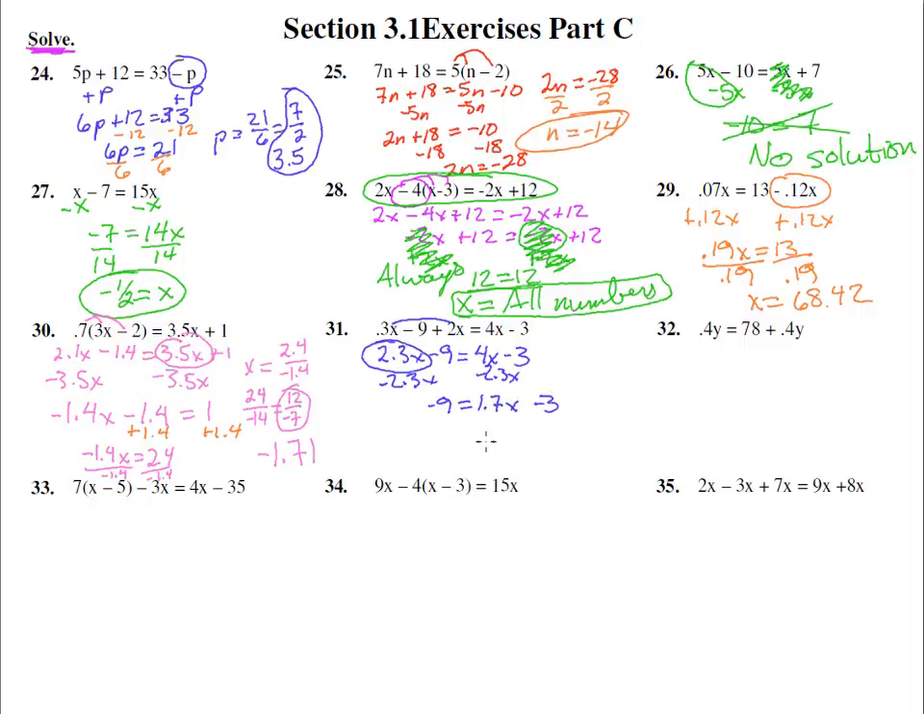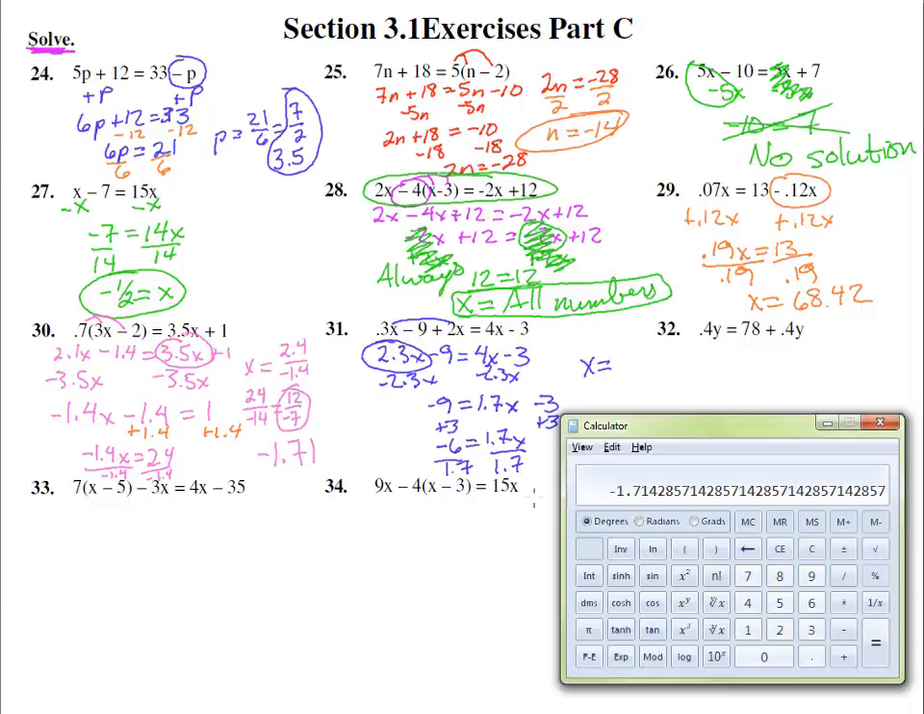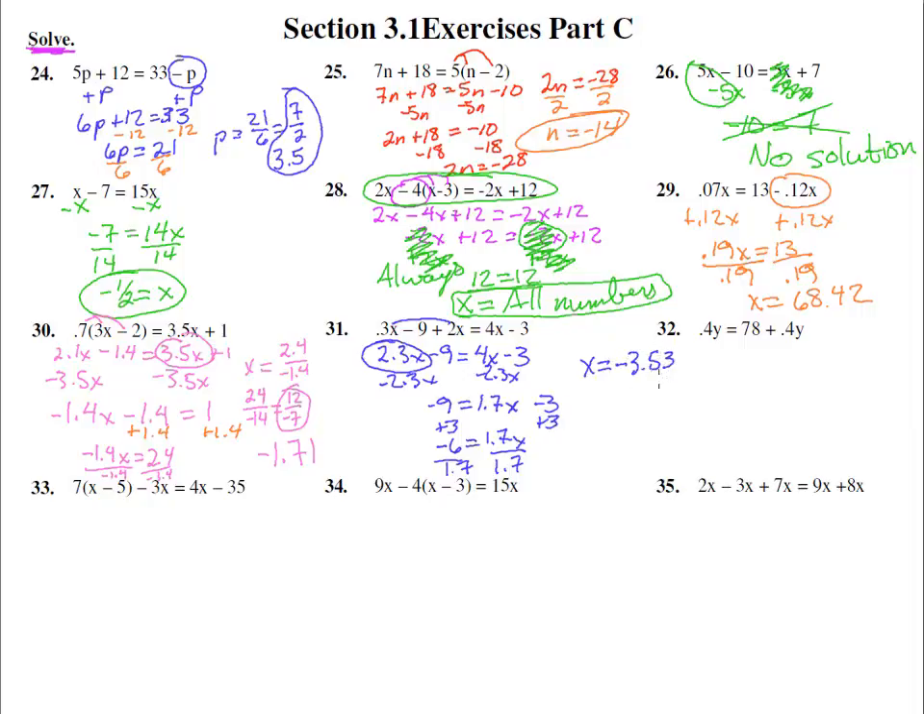1.7x minus 3. Now we have a normal equation where we just peel off. So add 3 to both sides. We get 1.7x on the right-hand side equals negative 9 plus 3 is negative 6. Divide both sides by 1.7, and we get x equals, I don't know what negative 6 divided by 1.7 is, so let's pull out our calculator. 6 negative divided by 1.7 equals negative 3.529. So negative 3.53.